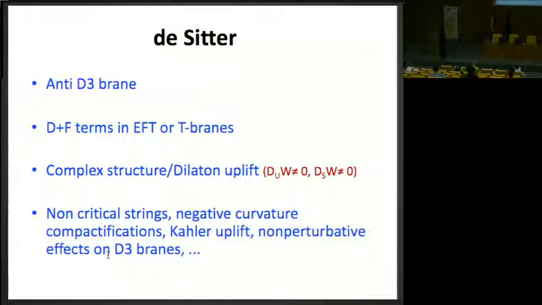But there are many other proposals that people came up with in the past: non-critical strings, negative curvature compactifications, Kahler uplift, non-perturbative effects on D3 branes, etc. So there are many potential proposals for getting this uplift, and the most popular still is the anti-D3 brane, but we have to discuss all of them.